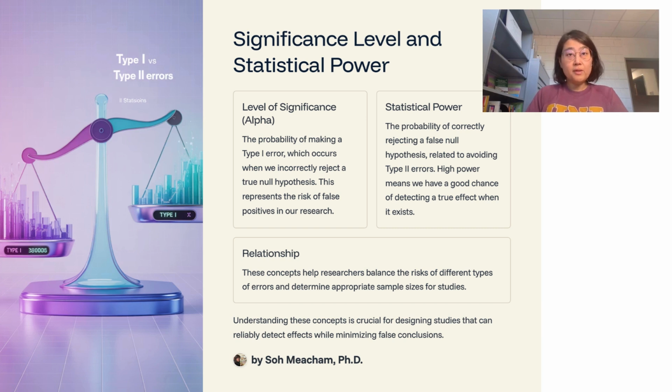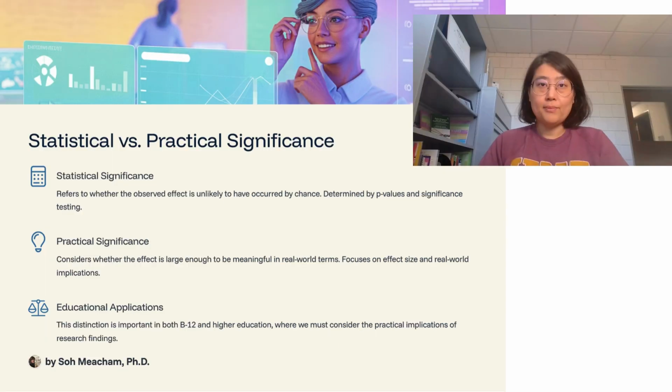The level of significance, denoted by alpha, is the probability of making a type 1 error, which occurs when we incorrectly reject a true null hypothesis. This is a crucial concept in statistical testing because it helps us understand the risk of false positives. On the other hand, the power of a study is the probability of correctly rejecting a false null hypothesis, which is related to making a type 2 error. High power means we have a good chance of detecting a true effect when it exists.